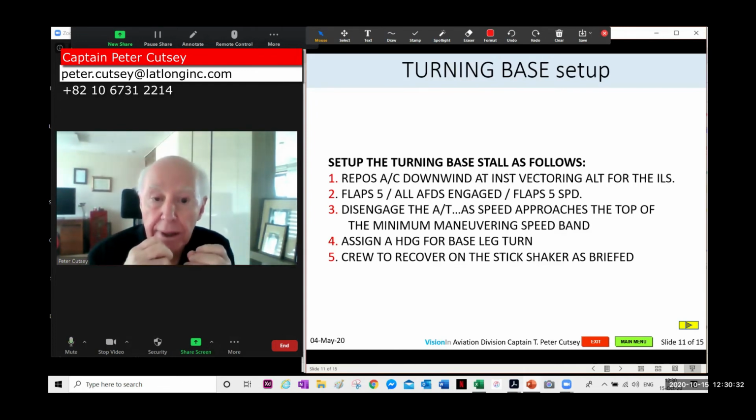Now, then unfreeze the simulator and give the students control, and then as they're proceeding to a point where you're going to vector them to base leg, disconnect the thrust levers closed and disconnect the auto throttles. The instructor will do this. Then give a turn immediately to a 90-degree downwind. And the crew will follow the heading and they will go to the stick shaker as briefed and recover as briefed.